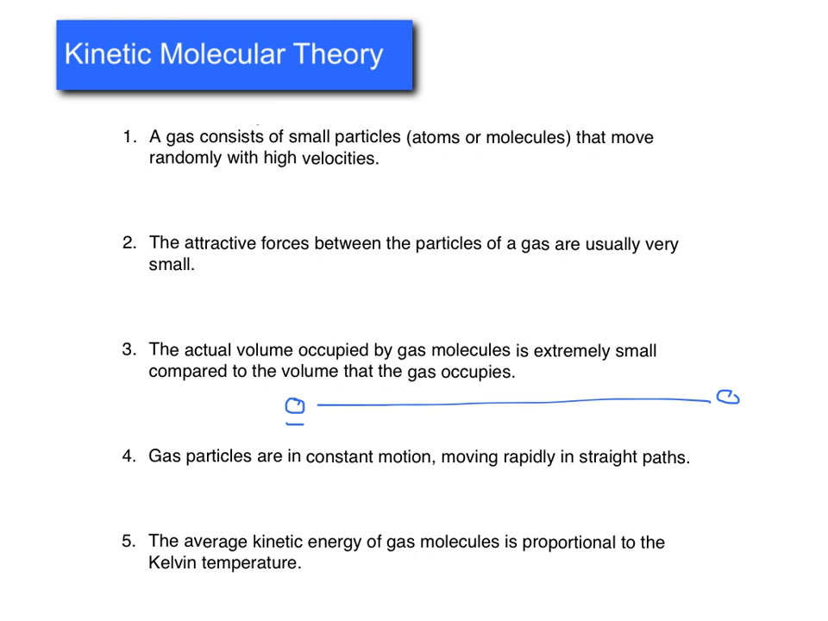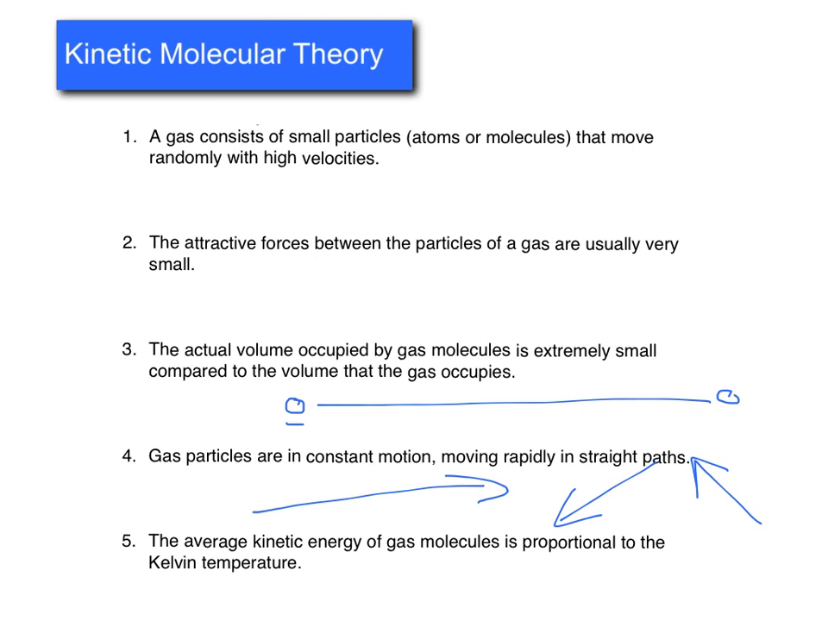All right. The fourth one is that gas particles are in constant motion, moving rapidly in straight paths. So while they are moving randomly, they move in a straight path until they hit something that causes them to change directions. That straight path could be in any direction, but it will be a straight line.